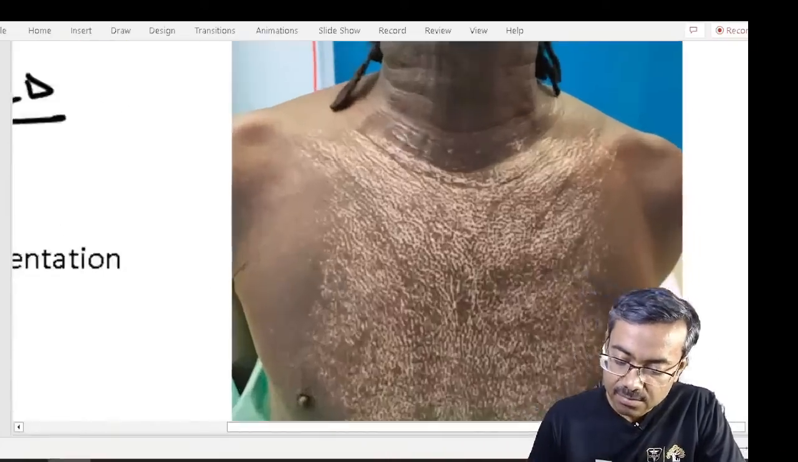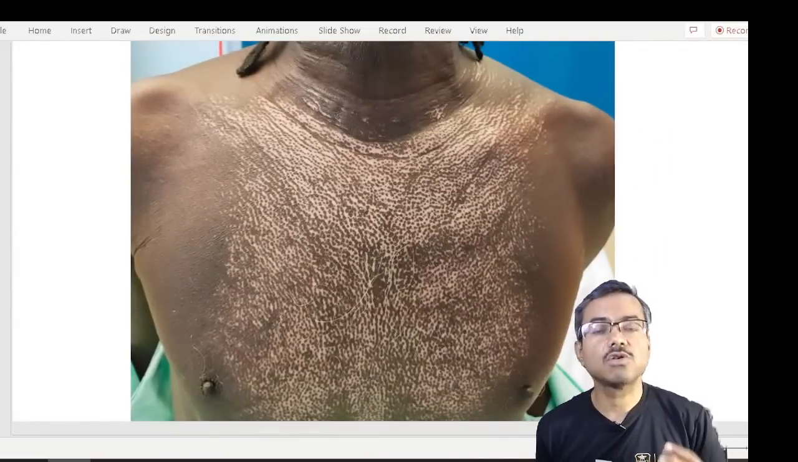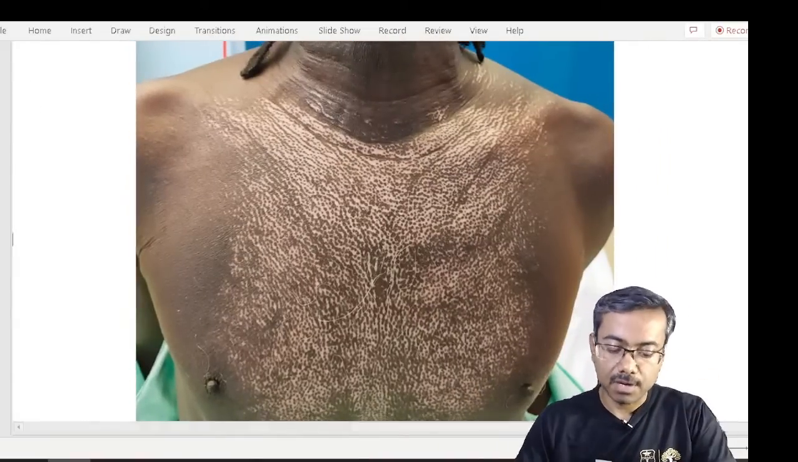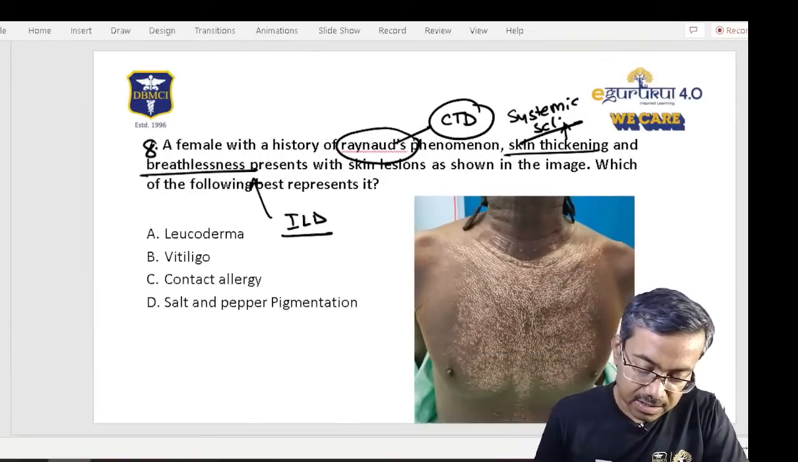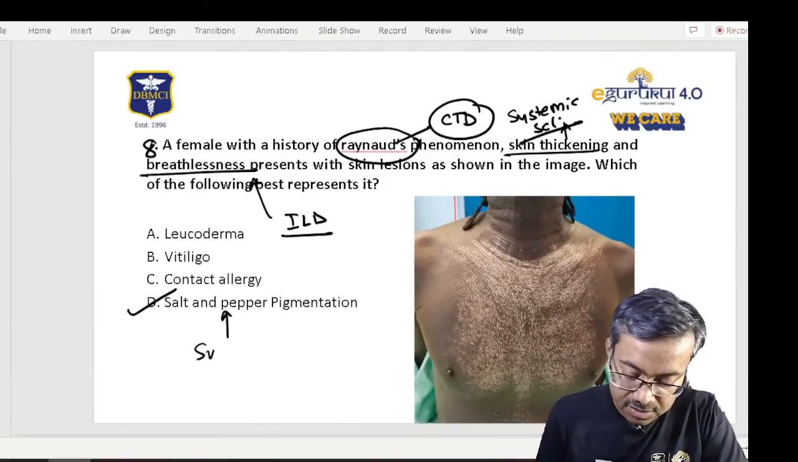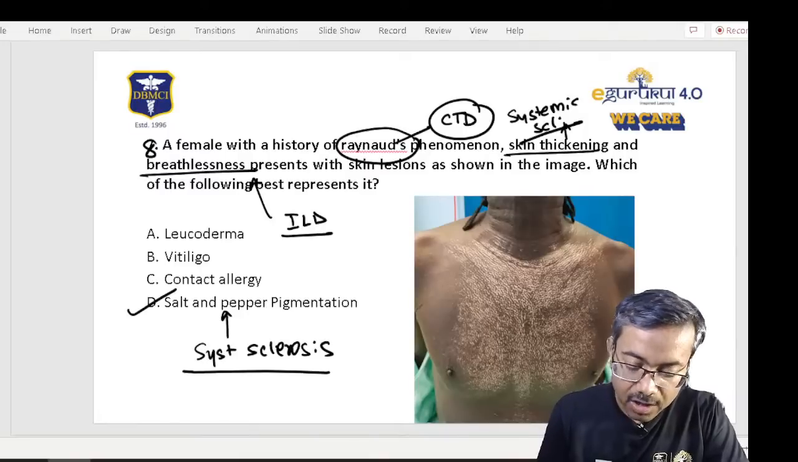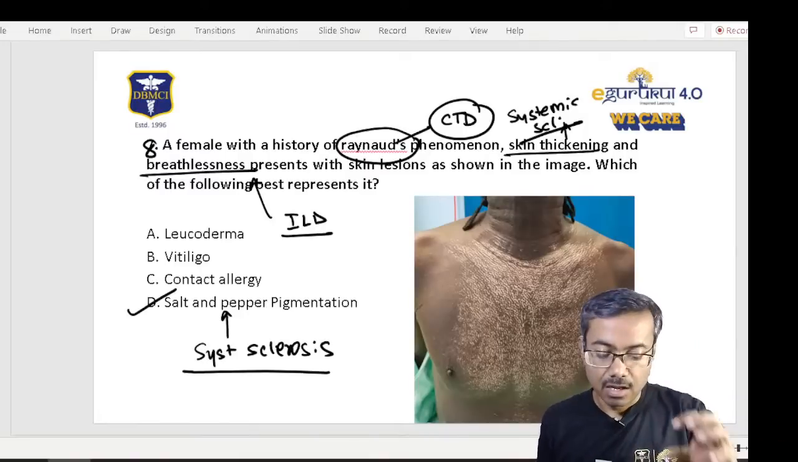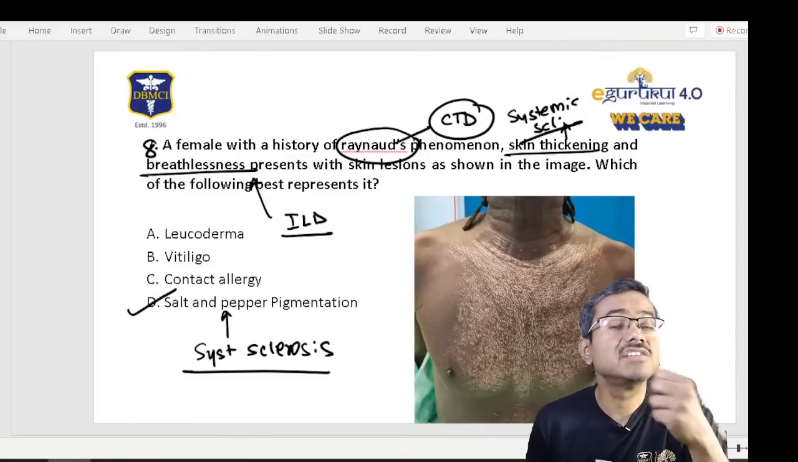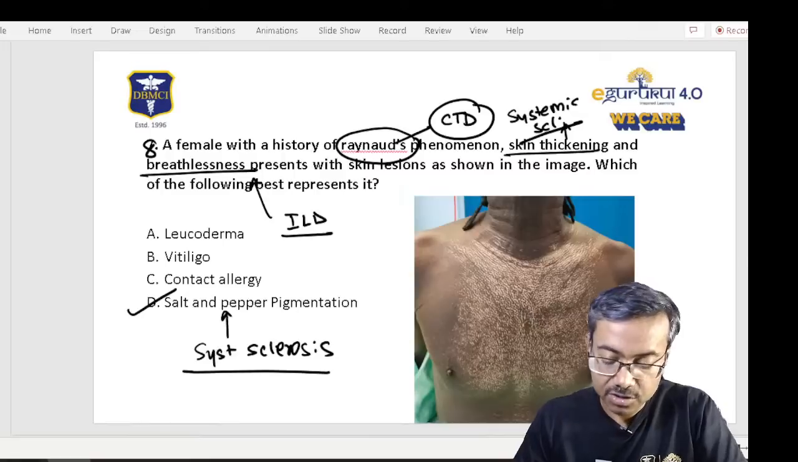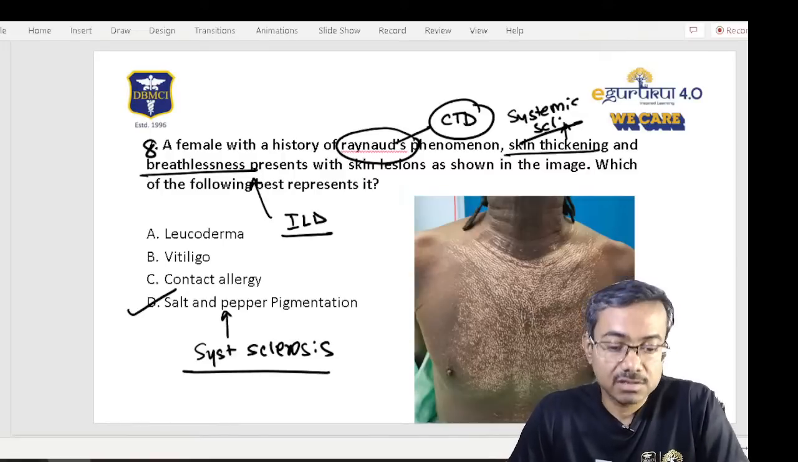And this image is a typical image of what is called salt and pepper pigmentation. Salt is white, pepper is brown, and that is typical of systemic sclerosis. Vitiligo would not have salt and pepper, it will be only white. Leukoderma is only white, contact allergy is an allergy, so that's obviously itchy. But this is salt and pepper, a very typical image for systemic sclerosis.